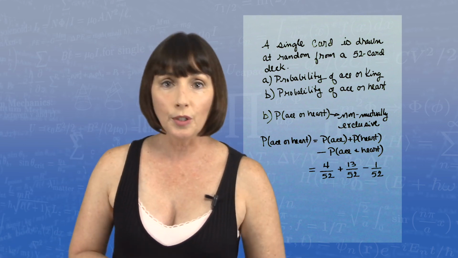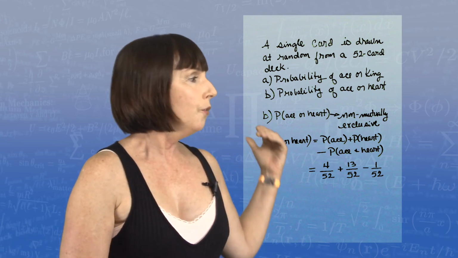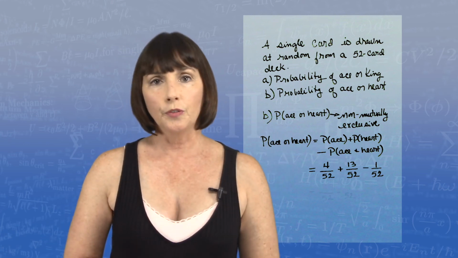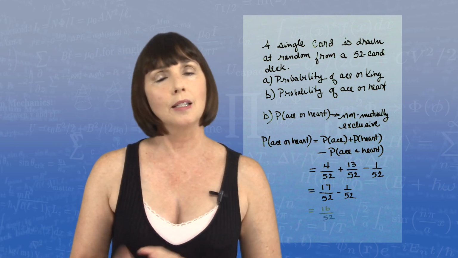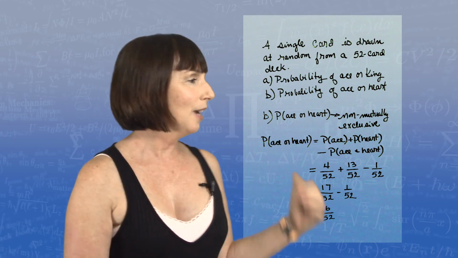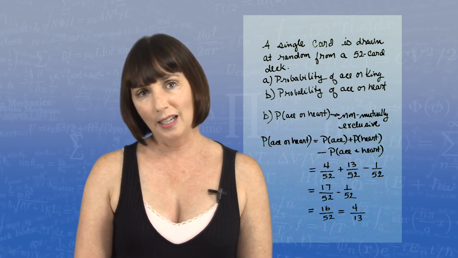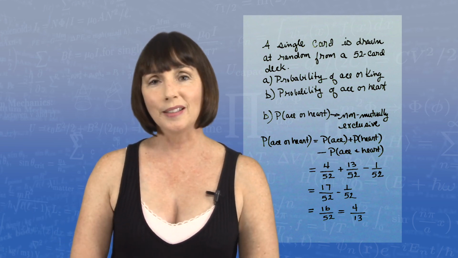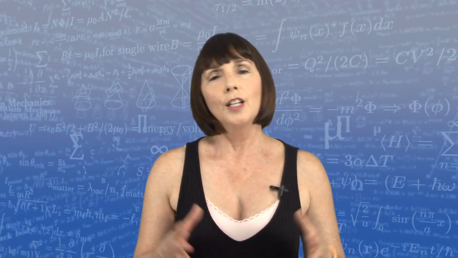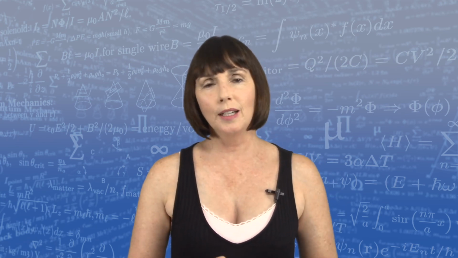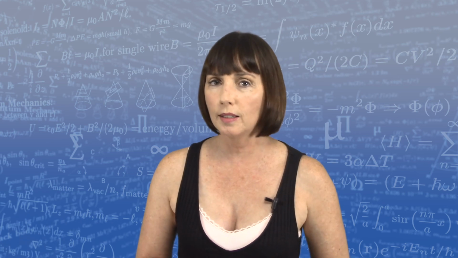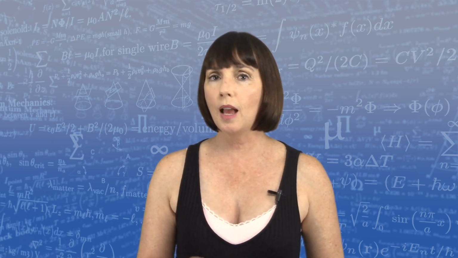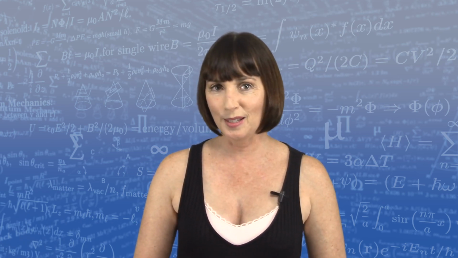So now we do the arithmetic, and we have 4 over 52 plus 13 over 52 is 17 over 52 minus 1 over 52 is 16 over 52, and that reduces to 4 over 13. So in this case, the probability is 4 over 13. To use the addition rules for probability, always ask yourself, are these events mutually exclusive or not? If they can occur at the same time, they are not mutually exclusive.